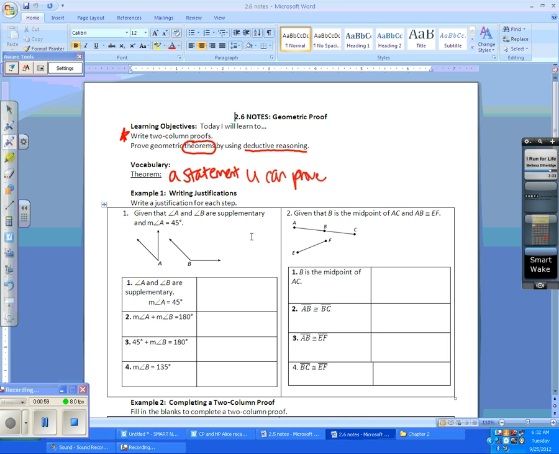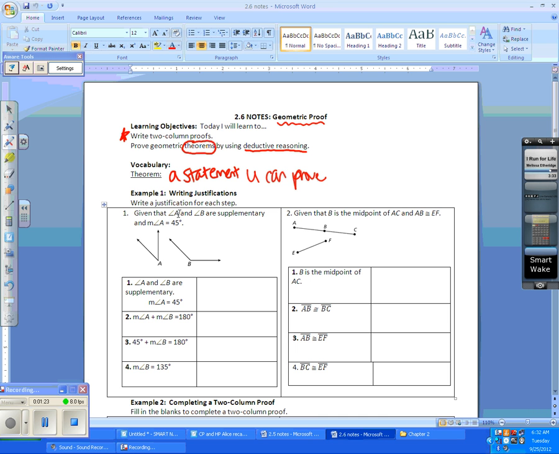There's lots of ways. So we're going to change from algebraic proofs, which is what we did yesterday, and now talk more about geometric proofs. So using what we've already learned in chapter 1 to prove things. So here's example number 1. It says write a justification for each step. So I've already written the left-hand side of the proof for you, and all we're going to work on today is filling in the right-hand side.